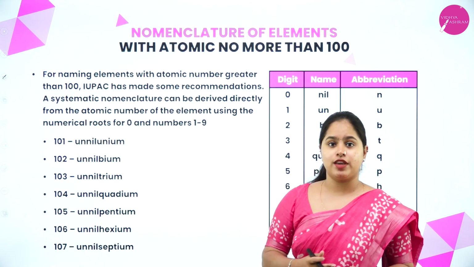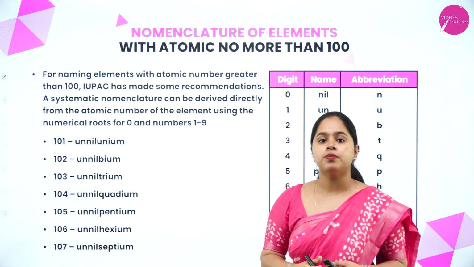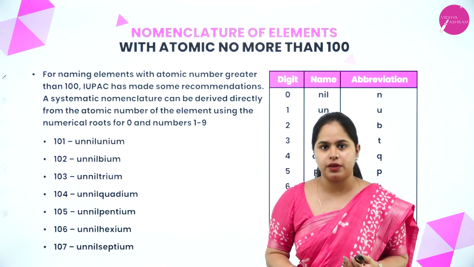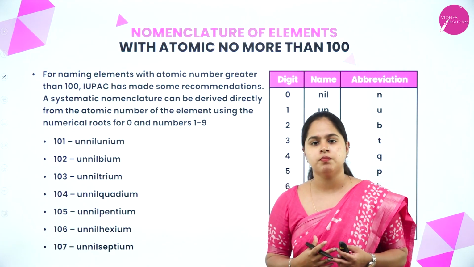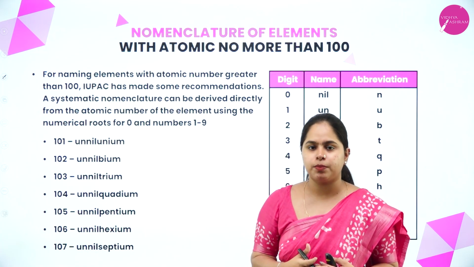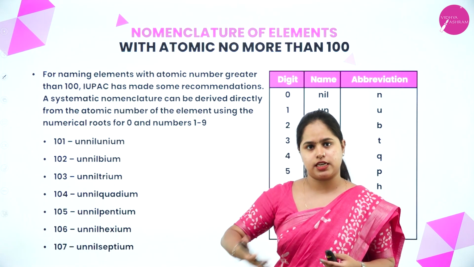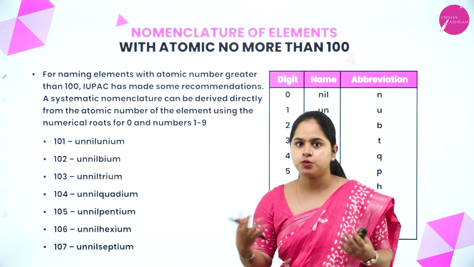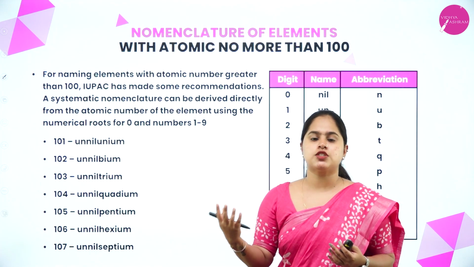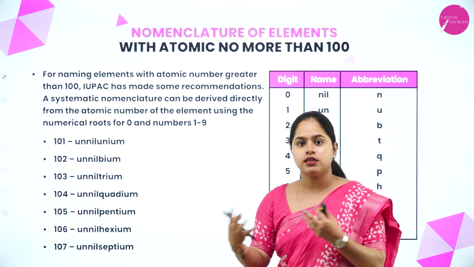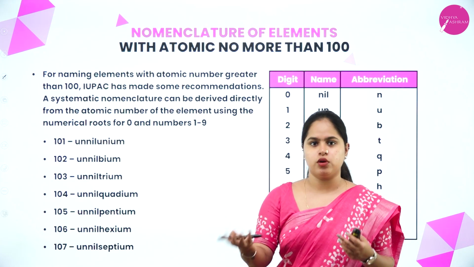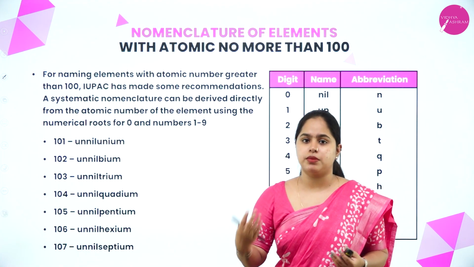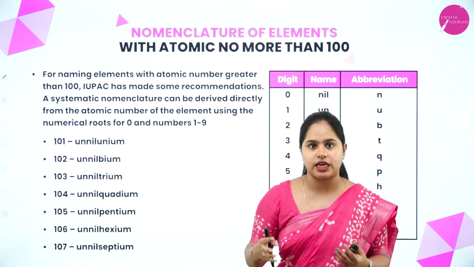Yes, so nomenclature, we are going to name the elements which have an atomic number more than 100. So why was a new method discovered for naming the elements which have atomic number more than 100? What happened is, after the scientists started discovering elements with atomic number more than 100, there was a fight between the scientists. Many elements were being discovered and many scientists wanted to take credit for the discovery of the same element.